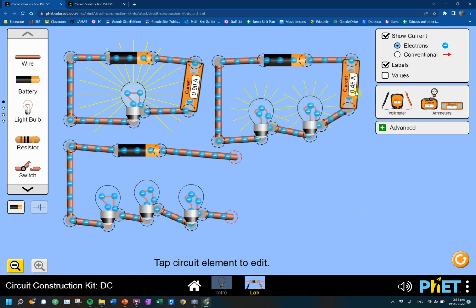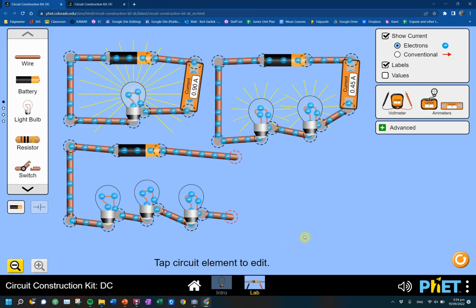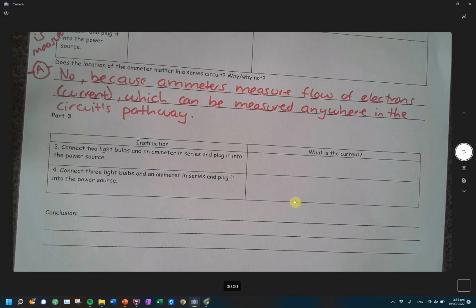And I want you to record that number in your worksheet. Over here, what is the current? And the last one here, we will put down. And again, I want you to write that number down here. What is the current? And from there, I want you to make a conclusion of what you noticed happening.